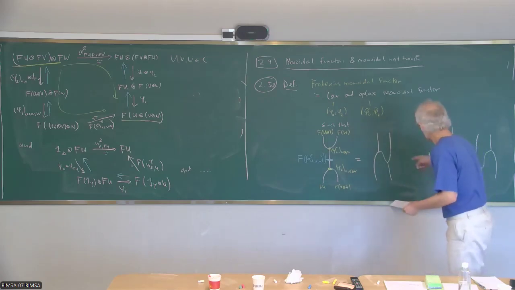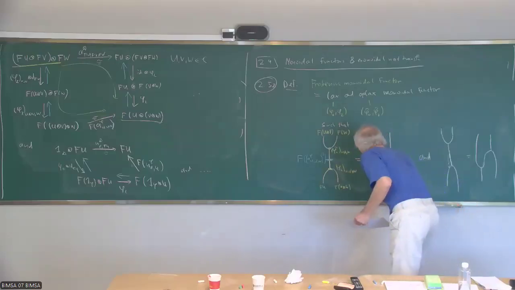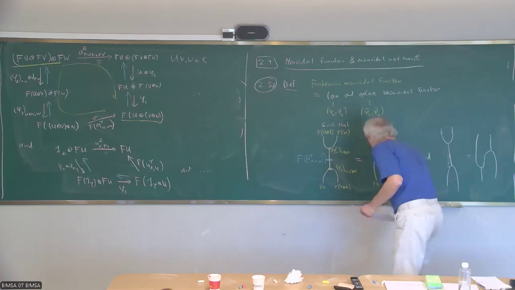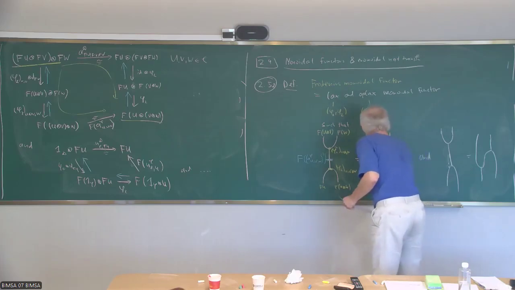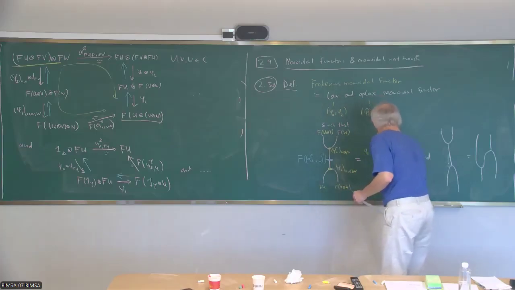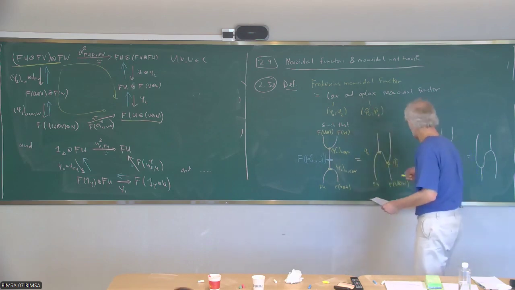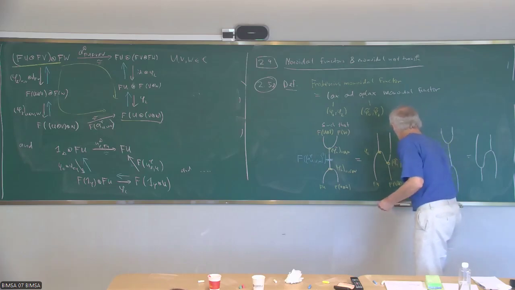And then here, of course, we have to start again with f of u, f of v tensor w. And then here we will have phi 2, and here we will have phi 2 tilde. And this will, of course, be phi 2 tilde then for f of u.